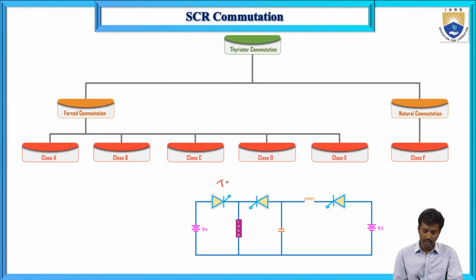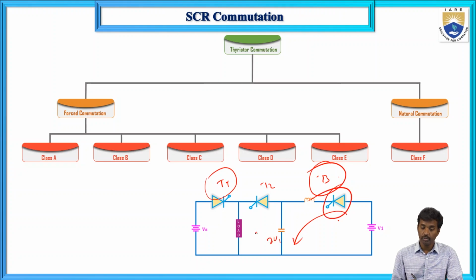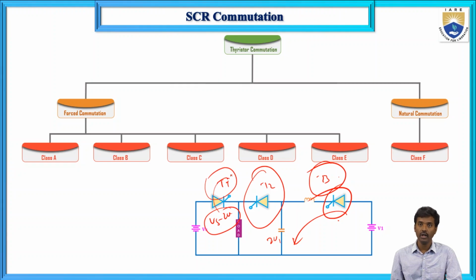So here this is what we already discussed, T1, T2 and T3. First, to turn off T1, T3 must be turned on. The capacitor will be charged up to 2V1, and next it will self turn off. Again T2 is turned on, and Vs minus 2V1 will be applied across T1, and T1 will be reverse biased and turned off.